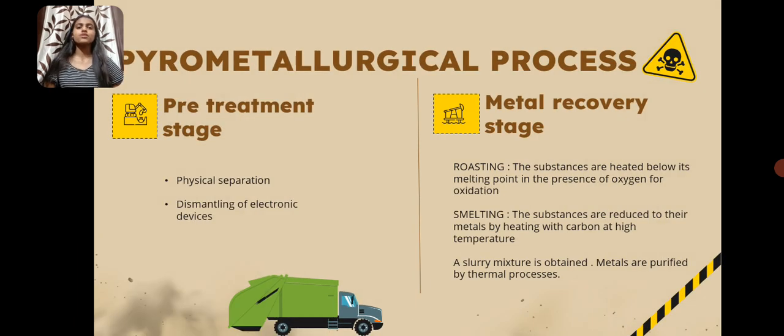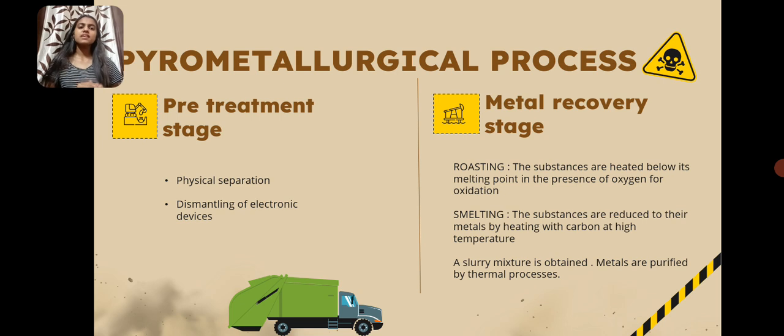Next, we move on to the pyrometallurgical process. In the pyrometallurgical process, there are only two stages: the pre-treatment stage and the metal recovery stage. The pre-treatment stage, just as in the hydrometallurgical process, is just the physical separation or the dismantling of the electronic devices. The metal recovery stage is here carried out in a different process.